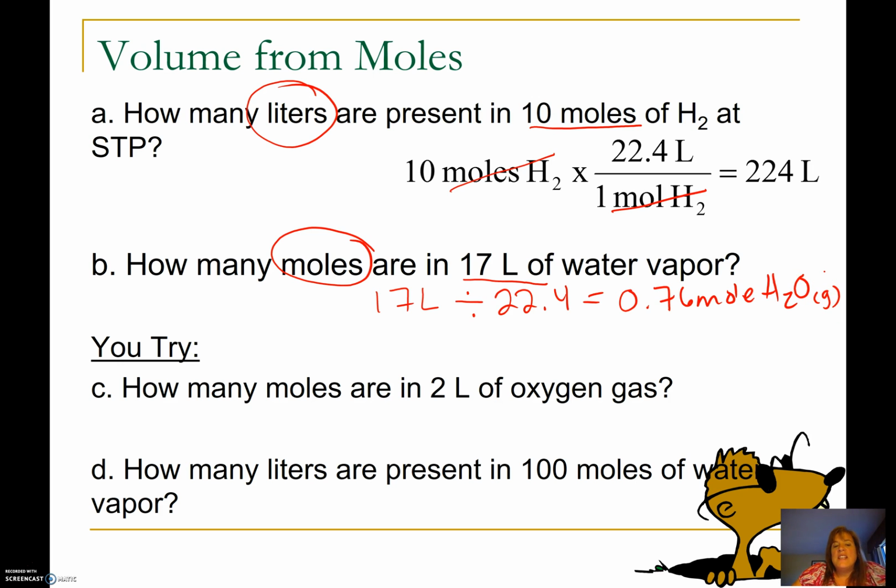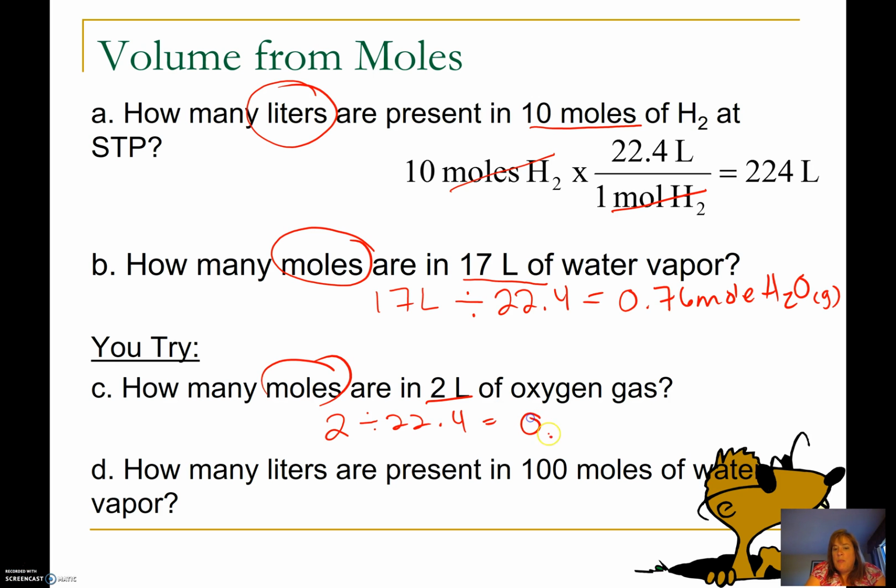All right, you try these. How many moles are in 2 liters of oxygen gas? And how many liters are in 100 moles of water vapor? Pause the video and see if you can do this. Well, for the first one, we have liters, we're finding moles. So we're going to take 2 and we're going to divide by 22.4.